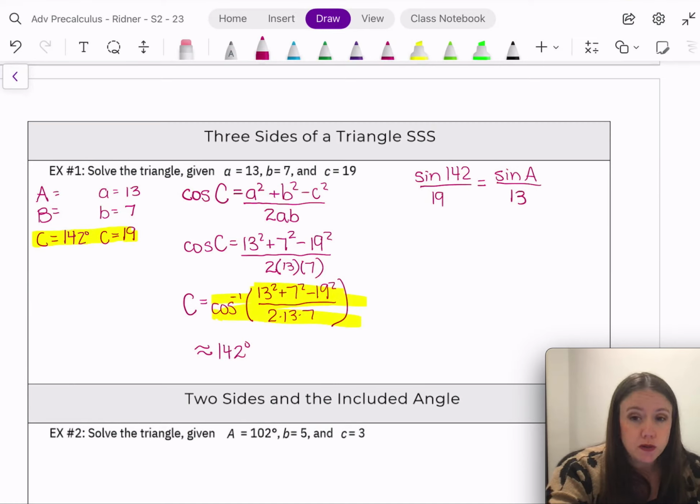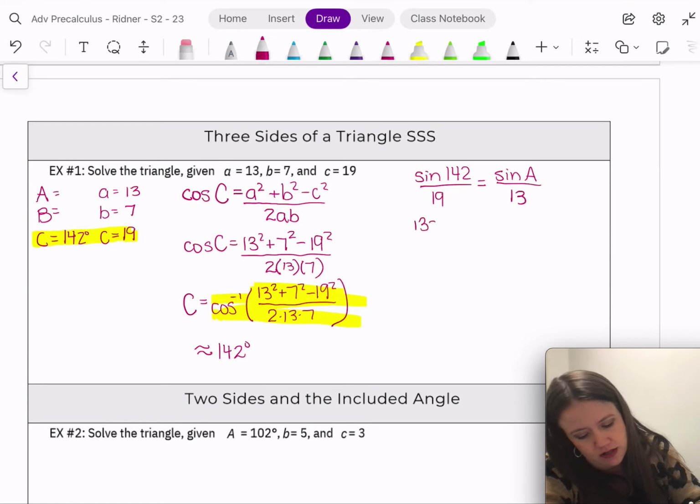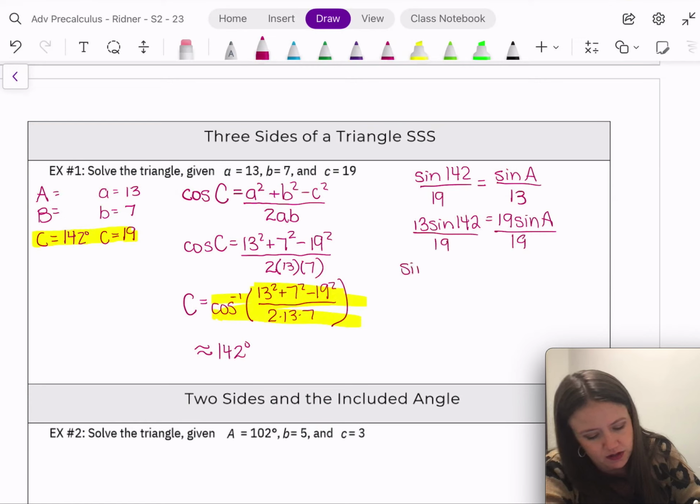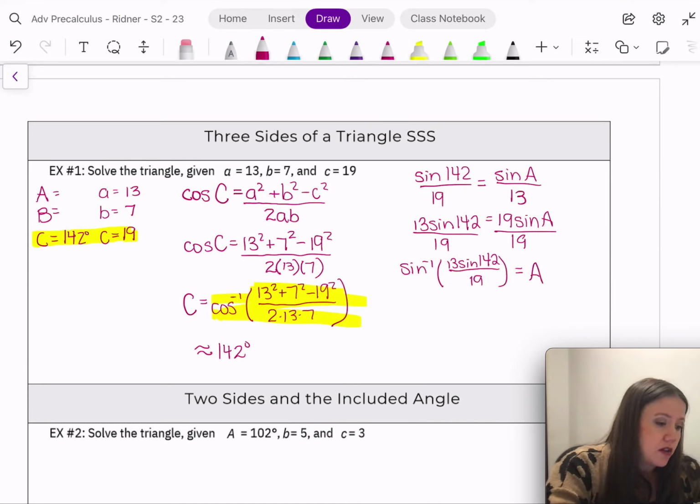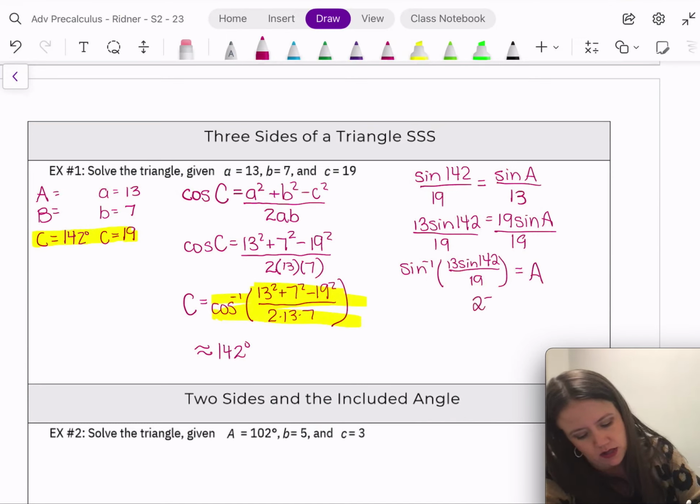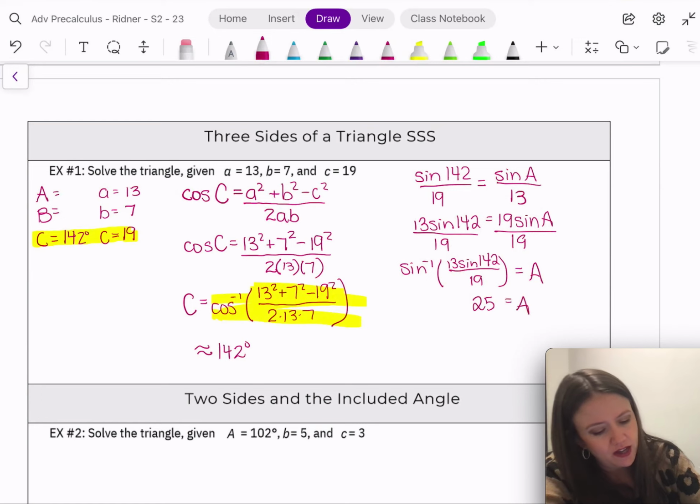So it is totally your choice. Both work. Again, it's back to that: math is always a set of rules that work. Even if they're different rules, they're still going to work. So cross multiply, divide, and inverse. Don't forget the inverse. Type that in your calculator to get approximately 25.